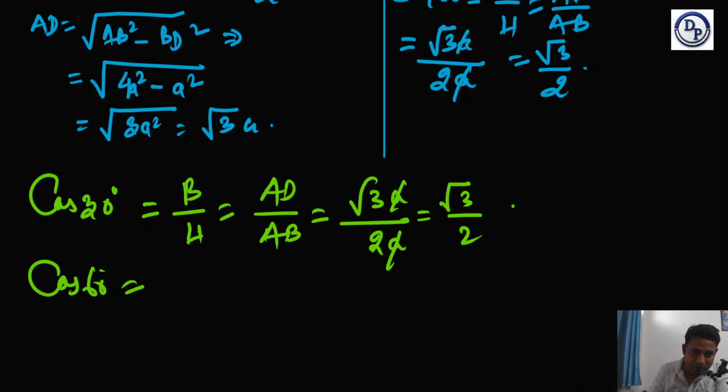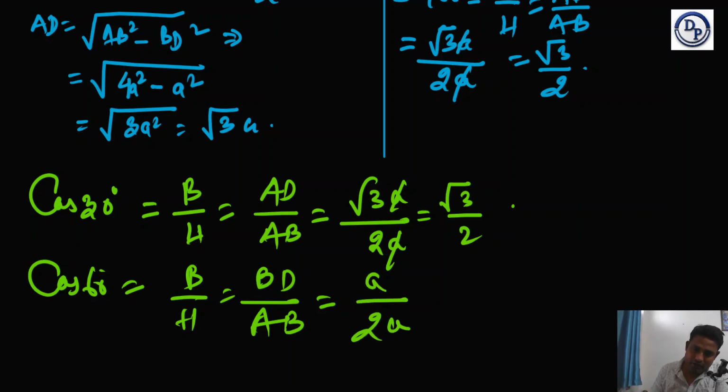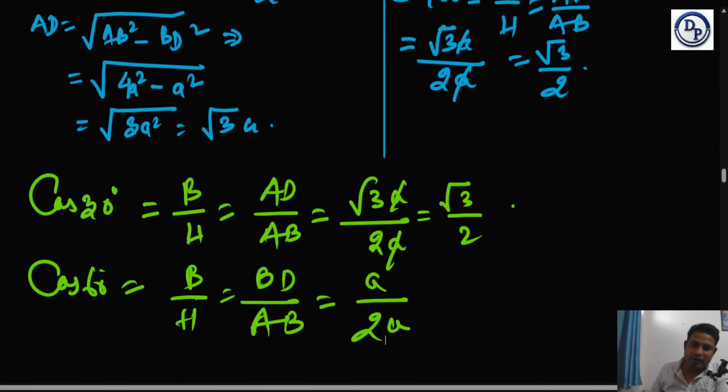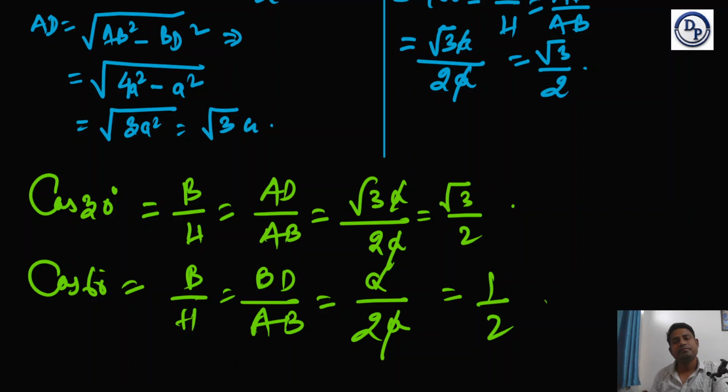ओके, अब लिखोगे आप again B by H, but here B now becomes BD and this is AB. What is BD? BD is A and this is 2A. Here you can see this BD is A and this hypotenuse is 2A. So we use these two values. Okay, so A by 2A. Again this A cancels because both are positive, so we'll get 1 by 2. So from here we can calculate every value.